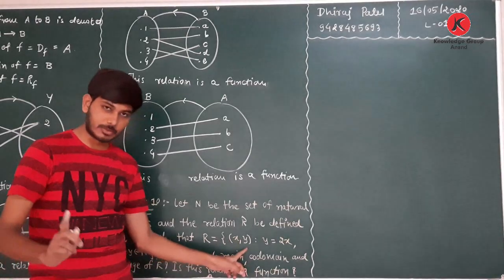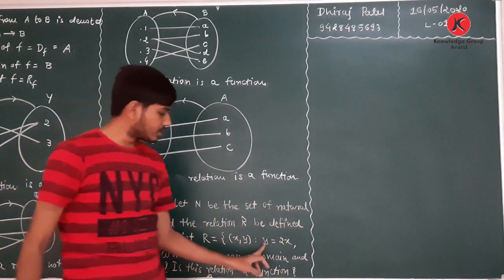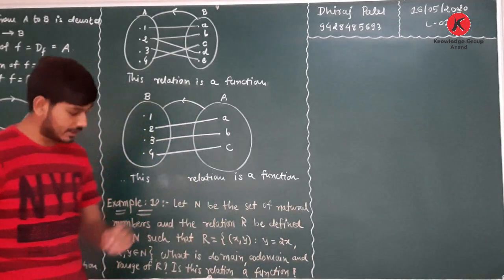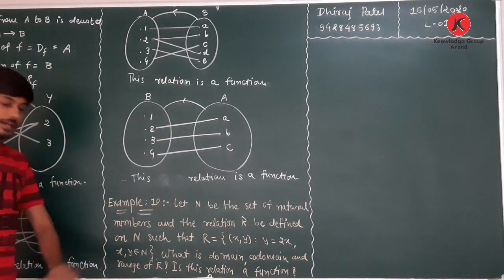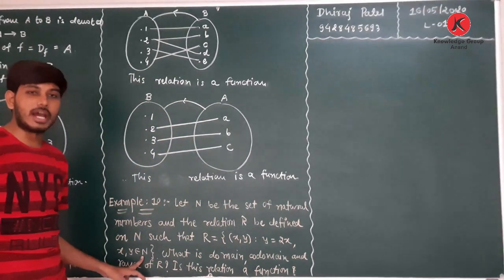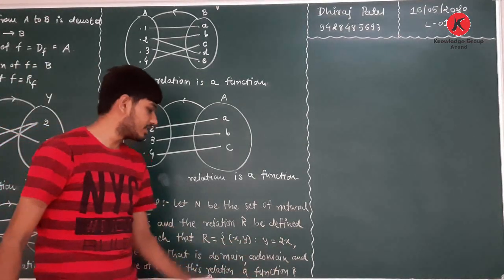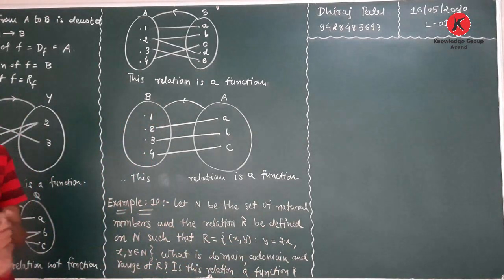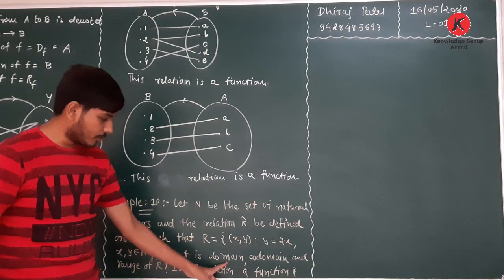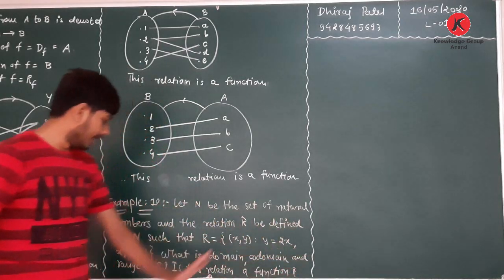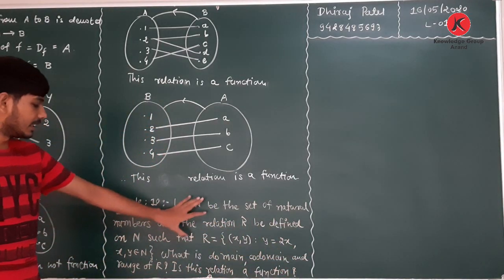Order pair of x, y તમારે write down કરવાની relation R માં, such that y equals to 2x, where x and y both belong to N. x અને y સામાથી considers કરવાના natural numbers માં. What is domain, codomain and range of this relation R?